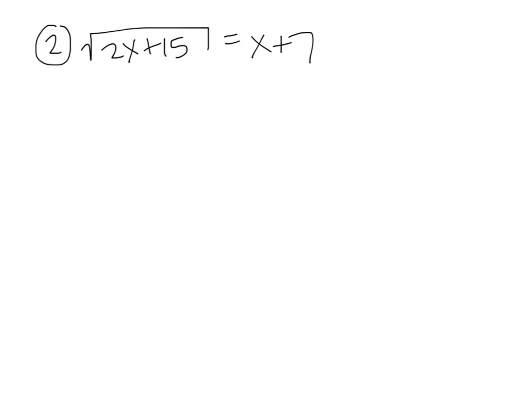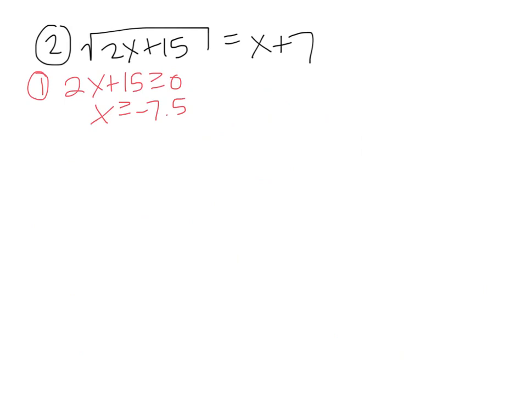So for step 1, we want to figure out a reasonable domain. So we know that 2x plus 15 needs to be greater than or equal to 0 because in order to take the square root of it, it has to be 0 or a positive number. So when I solve for x here, I know that x needs to be greater than or equal to negative 7.5.